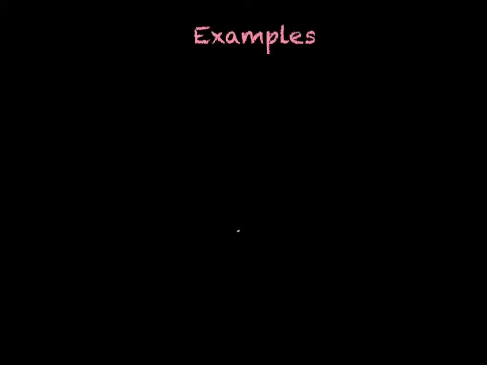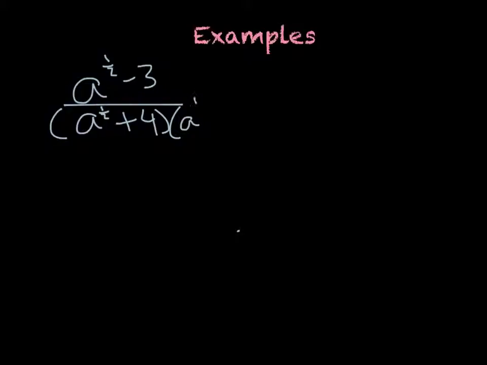In our last example, we're going to use rational exponents to multiply by a conjugate. So we'll start with a to the 1/2 minus 3 over a to the 1/2 plus 4. The conjugate of the denominator is a to the 1/2 minus 4, so we're going to multiply both the top and bottom by that.